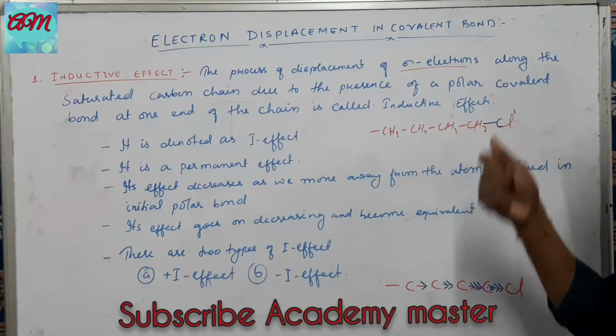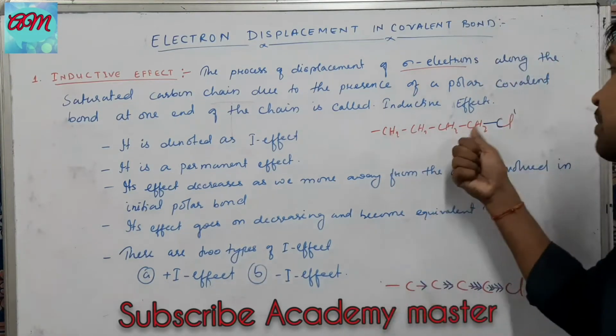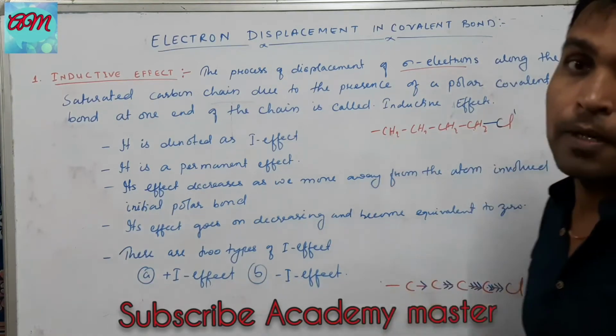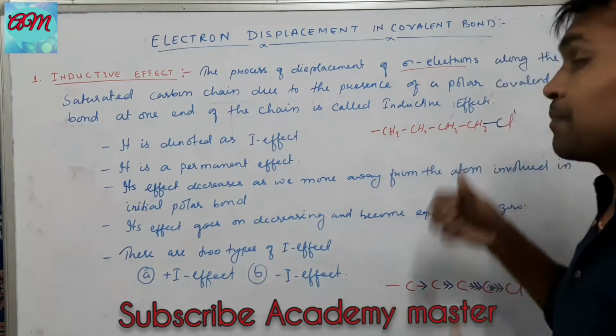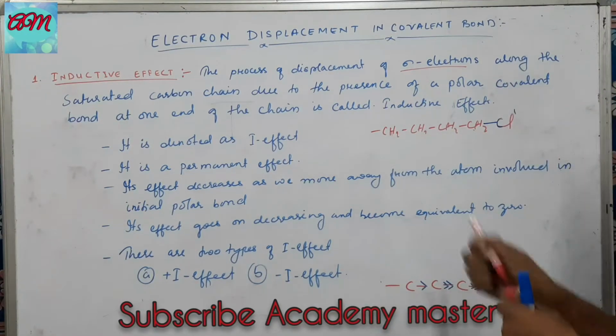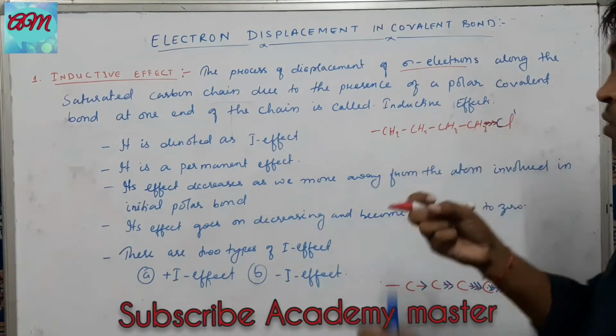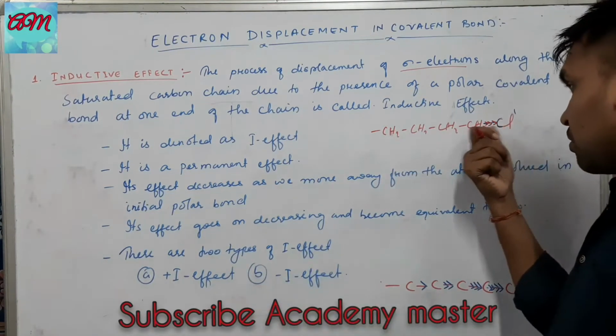This chlorine will tell this carbon, you give me the electrons. The carbon doesn't want to give, but it is compelled, because chlorine is highly electronegative, which means it is much more powerful than carbon. As a result, carbon will be compelled. Here you will see that the pulling force due to chlorine will be high.